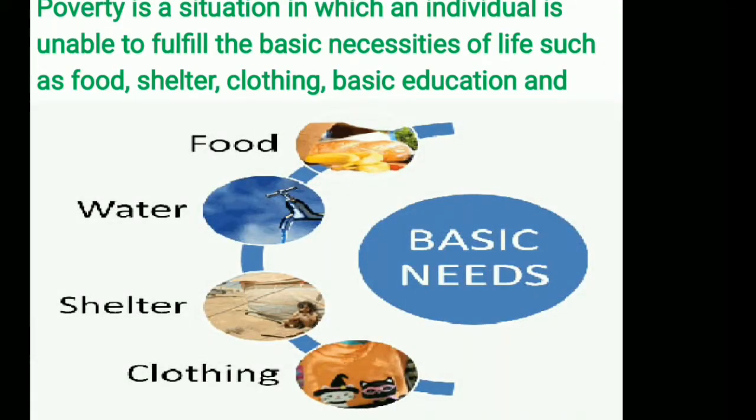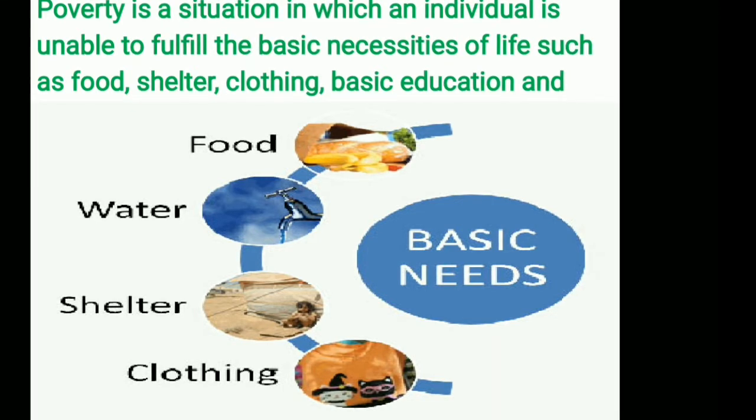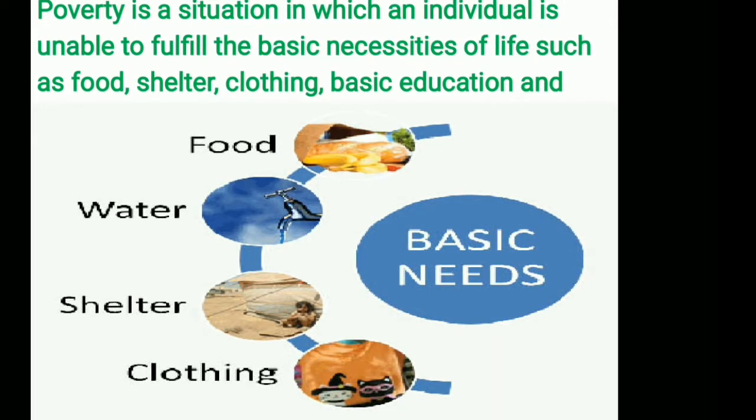What do you mean by poverty? Poverty is a situation in which an individual is unable to fulfill the basic needs of their life. These basic needs can be in the form of food, shelter, clothing, basic education, basic health, etc.